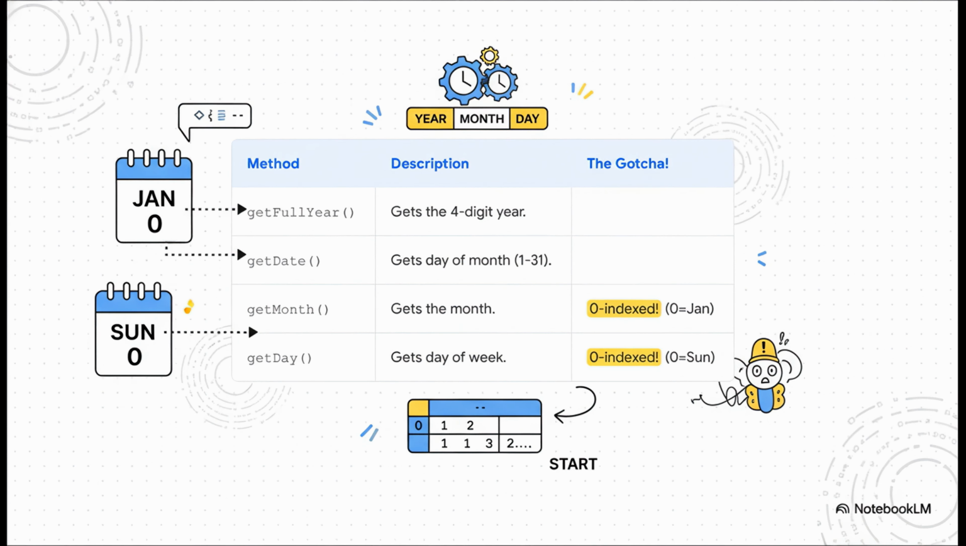Okay, so you've made a date. Now you need to read it. getFullYear and getDate are straightforward. They do exactly what they say. But now, listen up, because here come the 2 biggest gotchas, the things that trip up everybody at first. getMonth and getDay. They are both 0 indexed. What does that mean? It means January is month 0, not 1, and Sunday is day 0, not 1. Seriously, just burning that into your brain will save you so much headache down the road.